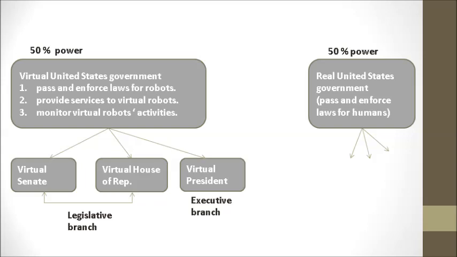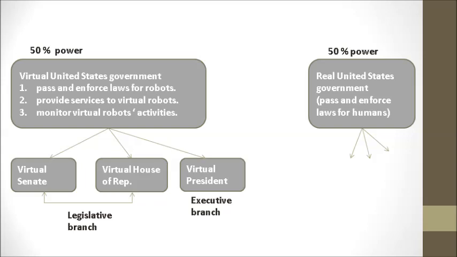The above serves the first two branches of government, the executive branch and legislative branch. The superintelligent robots serve as the judicial branch of government. They interpret and enforce the law. The virtual United States government is also a place where real or virtual robots can voice their concerns, opinions, and ideas. This system allows the robots to be represented and to have their voices heard.